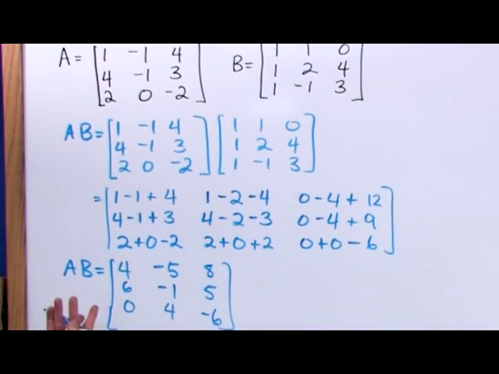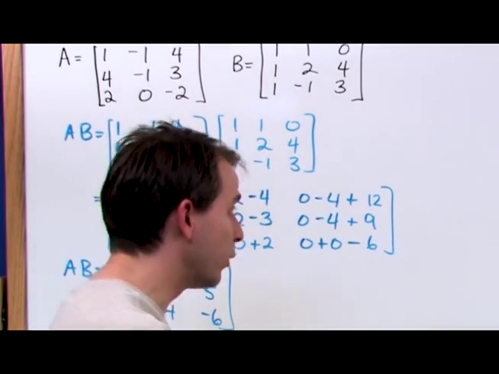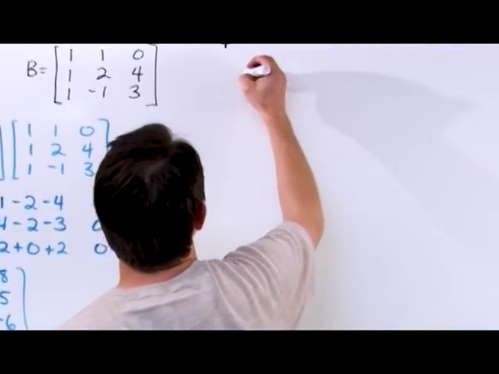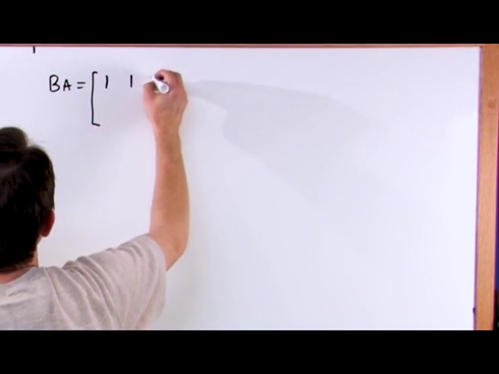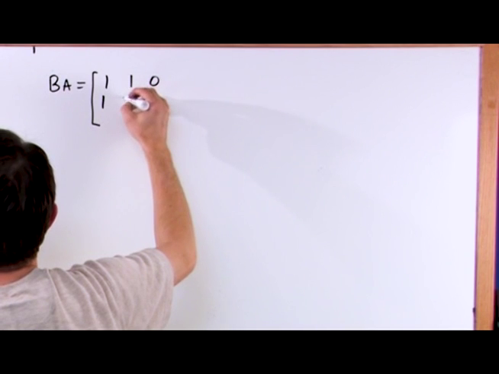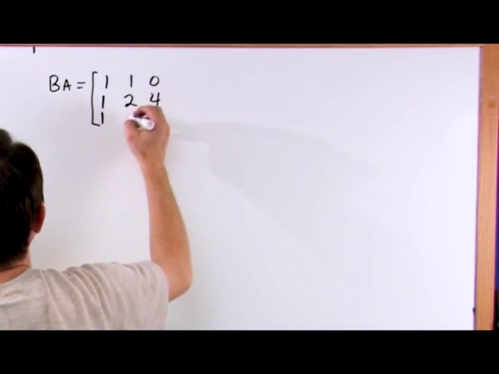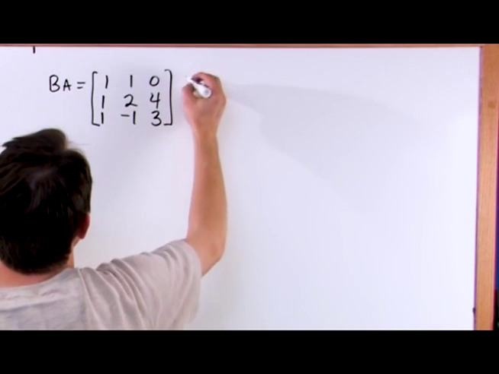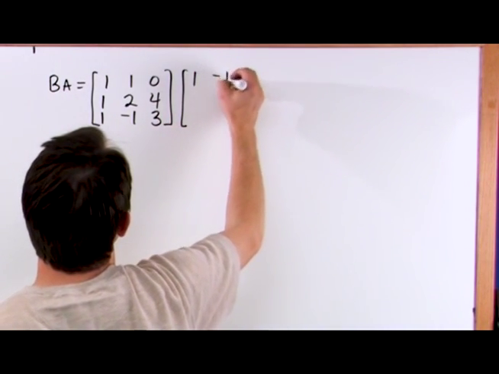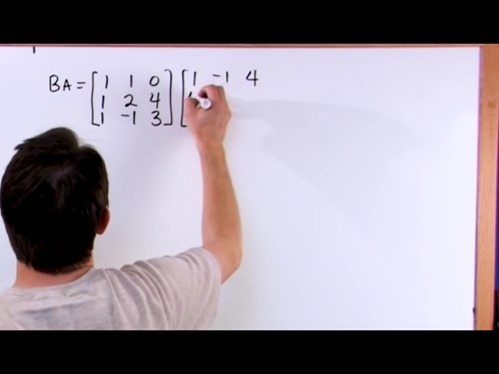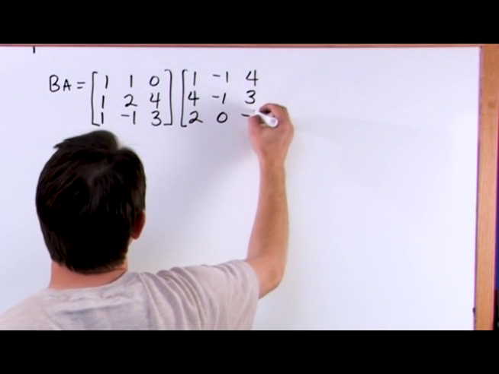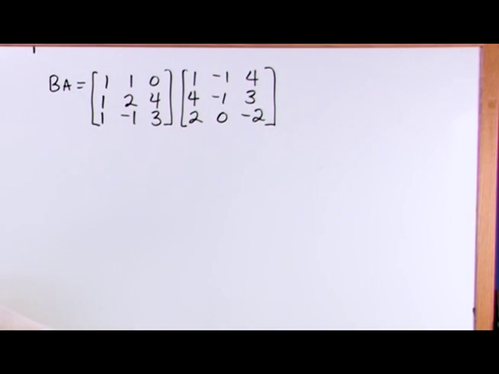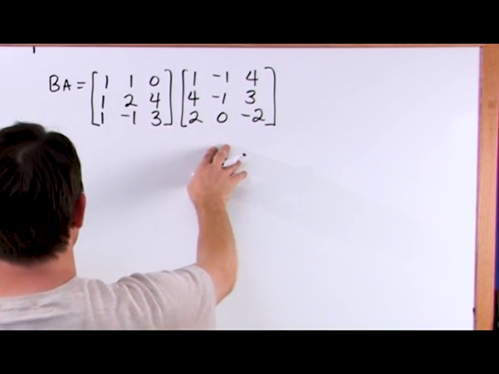Now let's go and reverse them, B times A, and let's see what we get just for practice really. We know we're not going to get the same thing. So matrix B times matrix A, reversing everything, is going to be 1, 1, 0, next row is 1, 2, 4, and you're going to have 1, negative 1, and 3, and you're going to multiply that by A, which is 1, negative 1, 4, and then 4, negative 1, 3, and then 2, 0, negative 2. Okay, so what we're going to have here is 1, 1, 0, 1, 2, 4, 1, negative 1, 3, and then over here, 1, negative 1, 4.